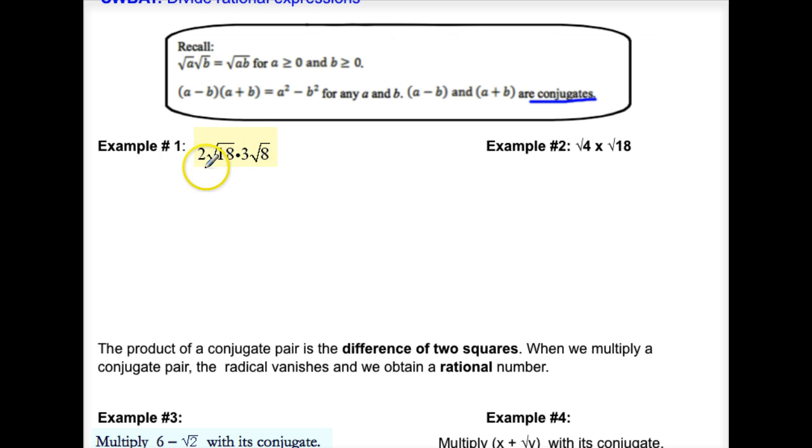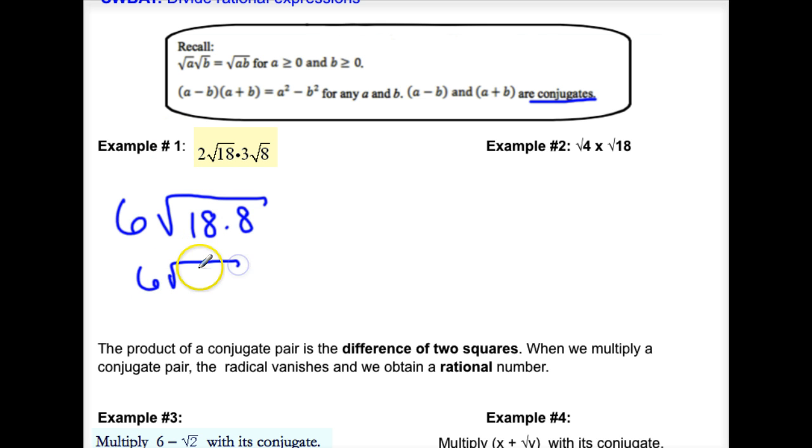So what do we do when we're multiplying? I take the numbers, 2 times 3 is 6, and then I multiply 18 times 8. So before I do that, I just want to recall when you're multiplying, it does not matter. I can multiply any numbers. The numbers under the radical sign do not have to be the same. So this actually becomes 6 times the square root of 144, and we all know 144 is a perfect square, which is 12.